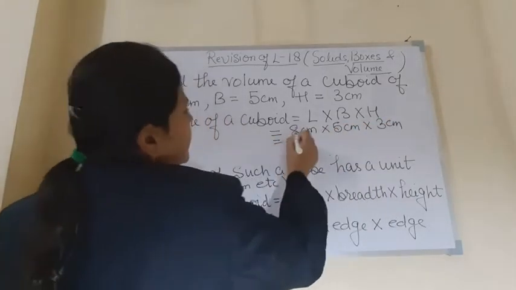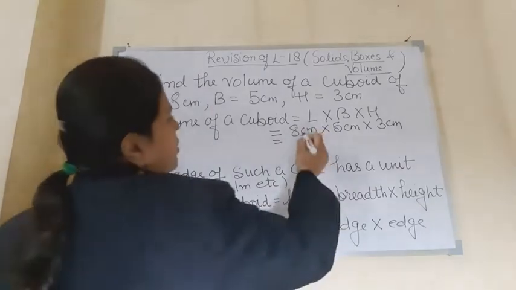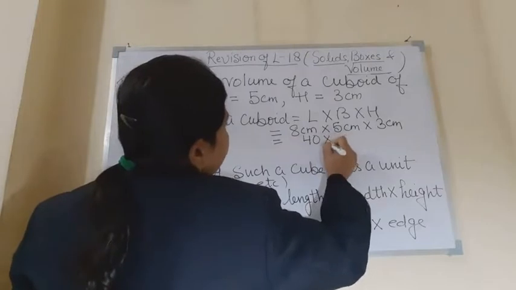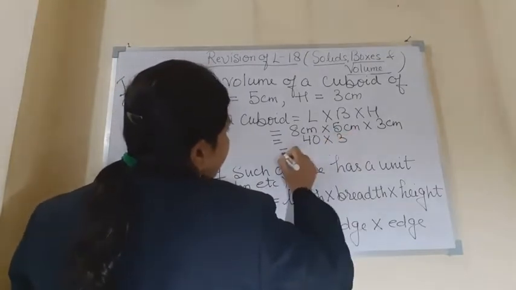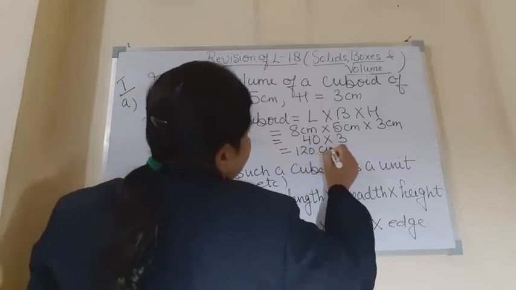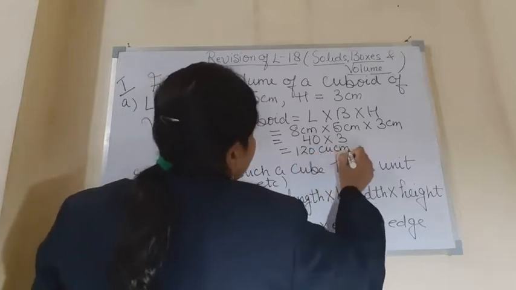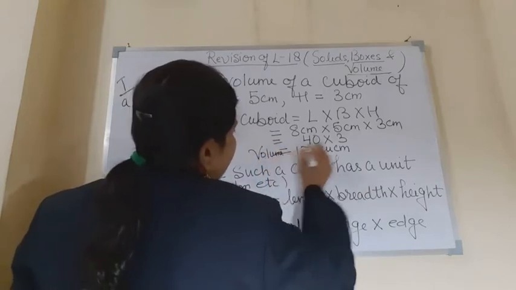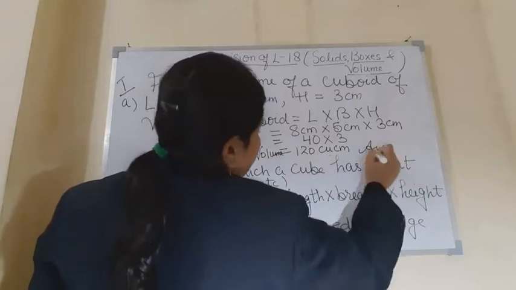So first of all, let us multiply 8 and 5. When we multiply 8 and 5, we get 8 5s are 40. After this, we multiply 40 by 3. What do we get? 120. And our unit is cubic centimeter. So this is the volume of the cuboid and this is our answer.